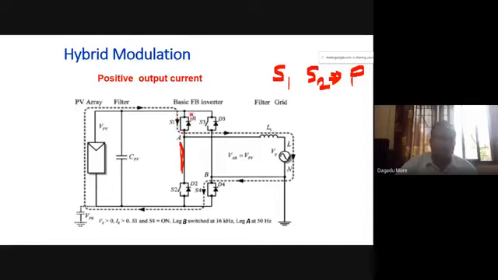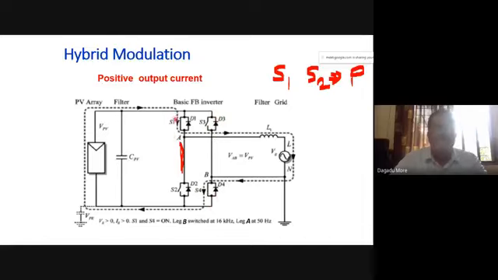S1 is on for how much duration? 10 milliseconds. S1 is on for 10 milliseconds, S2 is off for 10 milliseconds. Then S2 is on for 10 milliseconds, S1 is off for 10 milliseconds. So S1 and S2 are operating at 50 hertz. They will remain on continuously for a half cycle of the AC output. Whereas S3 and S4 will be on and off at a high frequency, at 10 kilohertz.